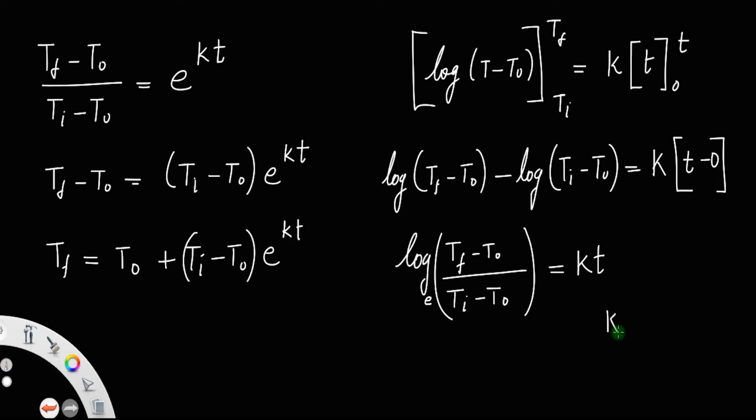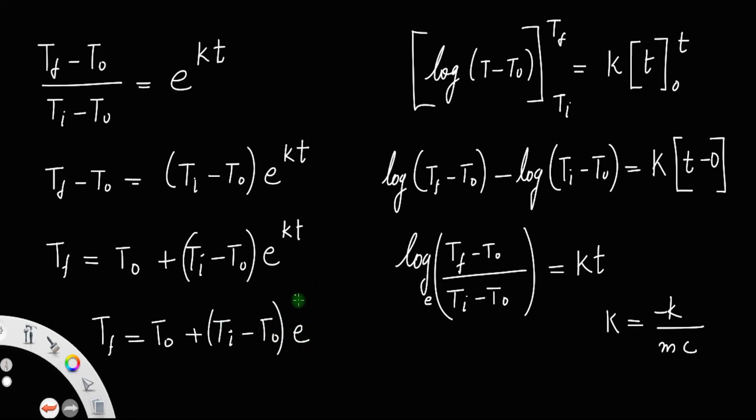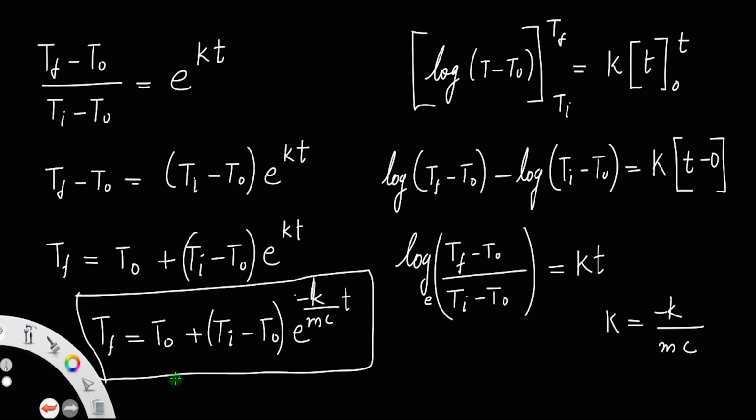Now we have capital K equal to minus k by mc. Therefore Tf is equal to T0 plus Ti minus T0 times e raised to minus k by mc times t. So this is the expression for the final temperature of a body. Here this constant k, small letter k, depends upon the area of the body and the nature of its surface. Clear?